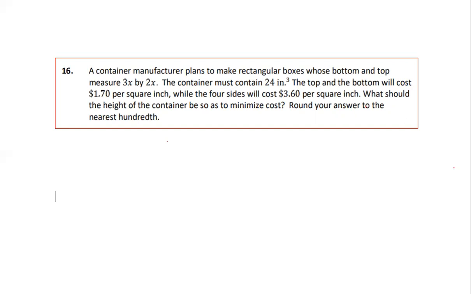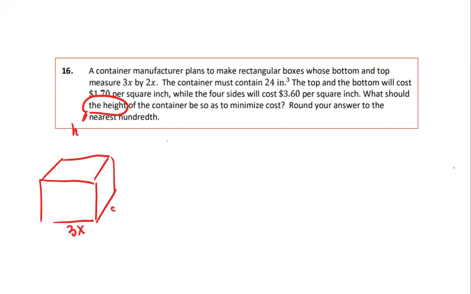Okay, so we're gonna name the height as h and then draw the box again. So 3x by 2x and the height is h, or you can use the y variable if you like. And then the volume that we know is 24 cubic inches, which is from the length times the width times the height equals 24.